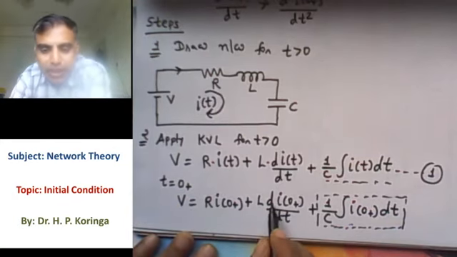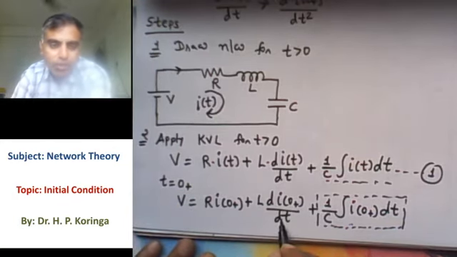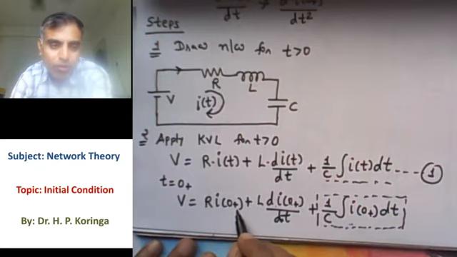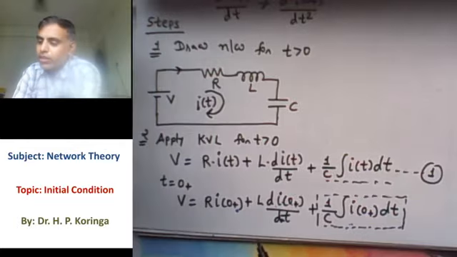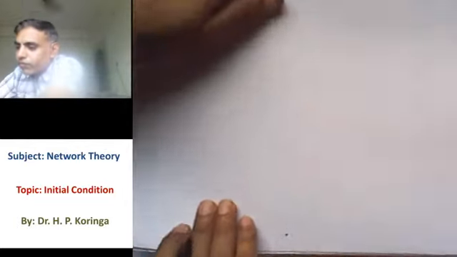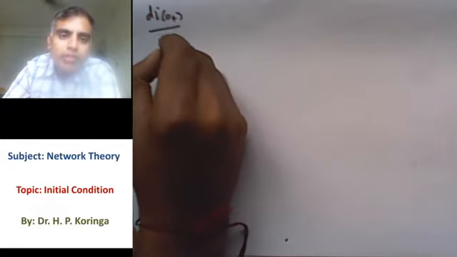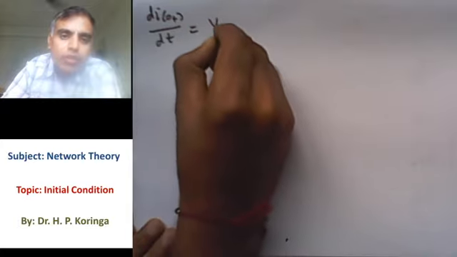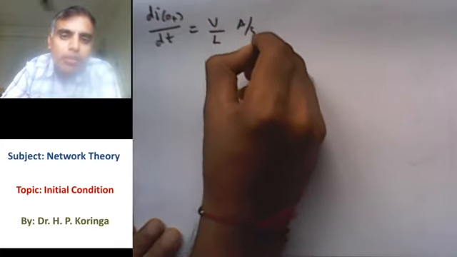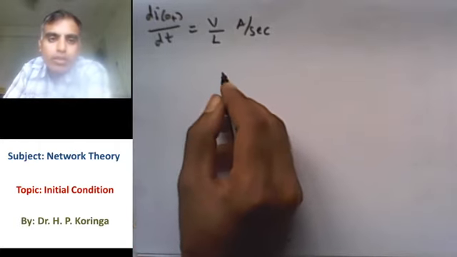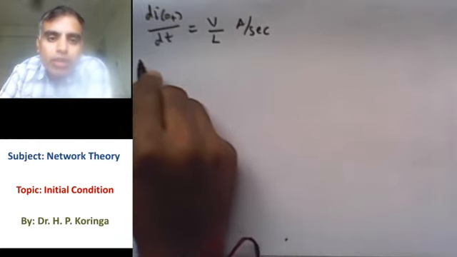So the last term is equal to 0, and our interest is to find out di0 plus divided by dt. So let's make di0 plus divided by dt the subject and substitute the value of I0 plus. I0 plus is 0, so this term is 0. So what is the value of di0 plus divided by dt? It is V divided by L. di0 plus divided by dt is equal to V divided by L, ampere per second.